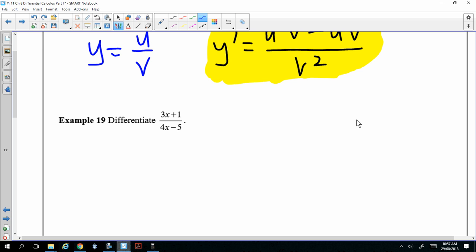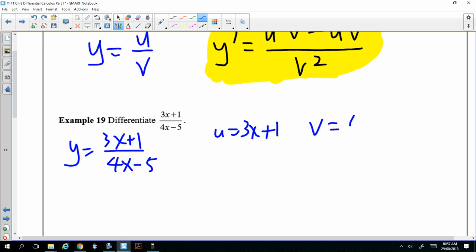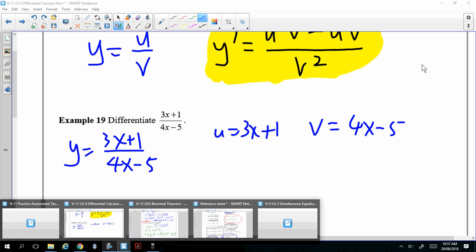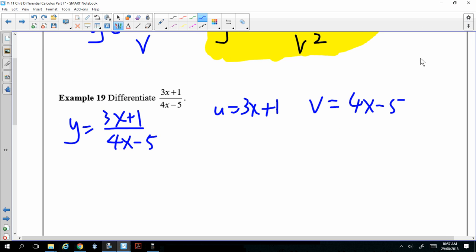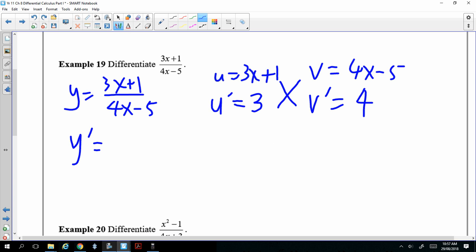So when you want to differentiate this, the numerator is u. The denominator is v. All right, write it down. Okay, u dash. Lisa, what's u dash? 3, good. Excellent. And Kira, what's v dash? 4. Okay, let's do the quotient rule. Cross multiply. So you get y dash equal to u dash v minus uv dash. Remember, it's a minus for the quotient.